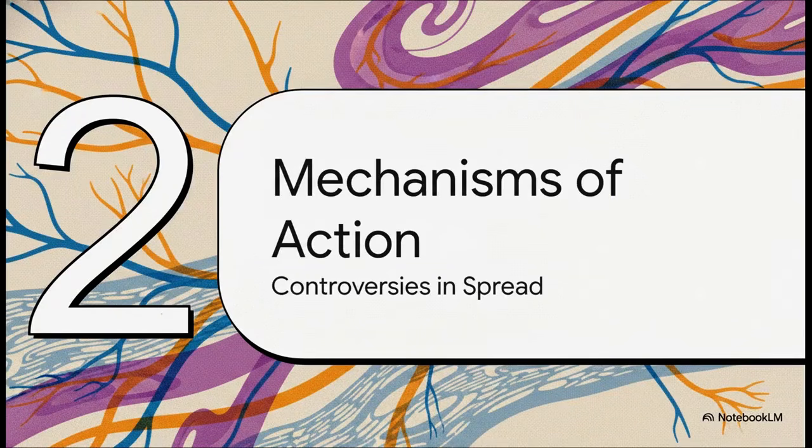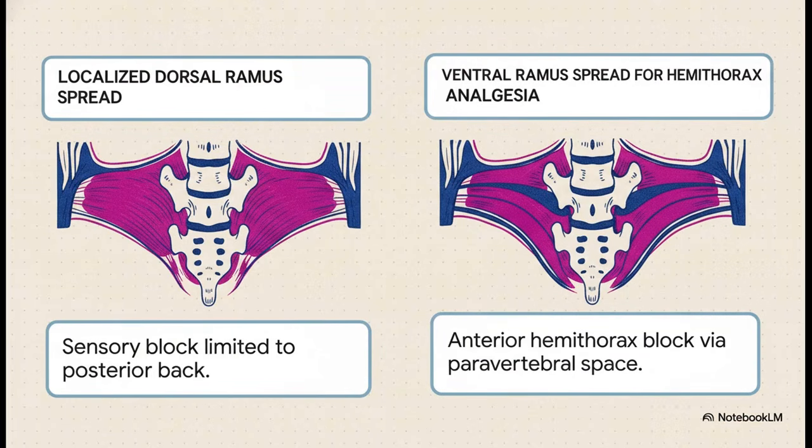Section 2. Complex mechanisms of action, covering the controversies and contrasts in spread. So let's dive straight into that debate. The crucial point of contention in our field right now is distinguishing between localized dorsal ramus spread versus true ventral ramus spread. If your injectate only coats the dorsal rami, you are essentially only providing a sensory block to the posterior back. That's fantastic for spine surgery, but it's not going to help your patient undergoing a laparotomy.